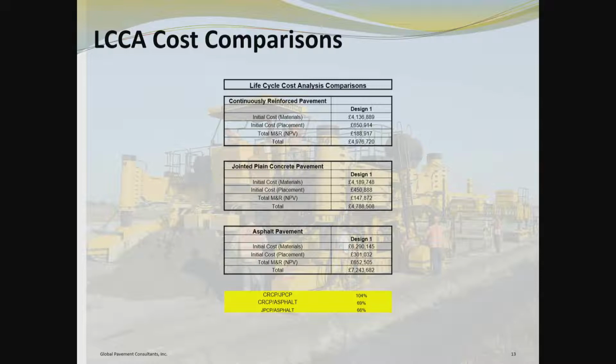You remember we established 25-year design life, but 50-year analysis. So if you look at these options, this is based solely on the cost to construct and the cost to rehabilitate.